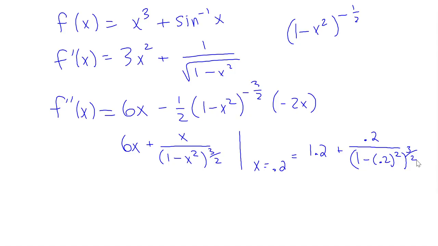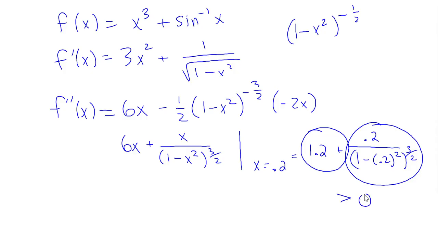Well, 1 minus 0.2 squared, right, is going to be a positive number. And if I take a positive number, I can square root it with the 3/2 and then cube it, and it'll still be positive. And then if I do 0.2 divided by a positive, that's all positive. And if I take it and add it to another 1.2, that's still positive. So this is greater than 0, which tells me that the function is concave up. If the function is concave up, then a secant line should be an overestimate.